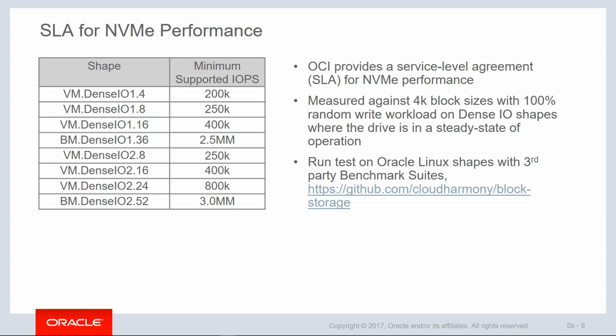The NVMe local attached storage does come with a service level agreement. This is measured against 4K block sizes with 100% random write workload on the dense I/O shapes where the drive is in a steady state of operation. As you can see there with shapes like the BM Dense I/O 252, we guarantee a minimum of 3 million IOs per second. That's incredibly fast.